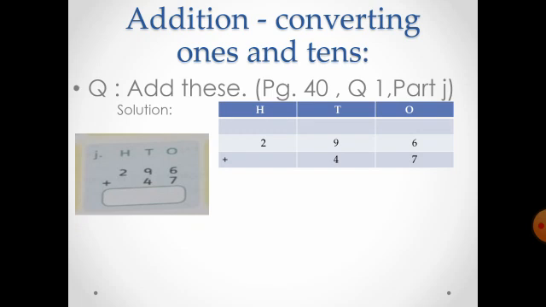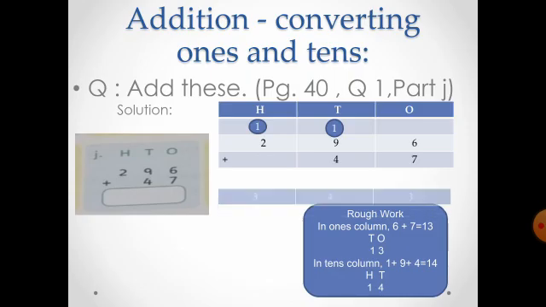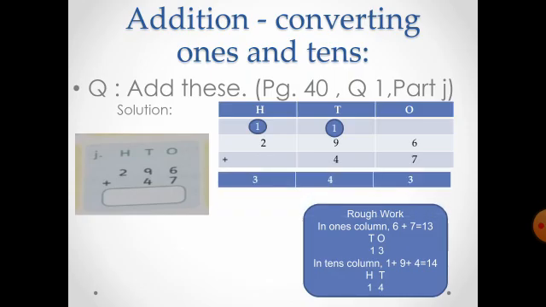In the ones column, 6 plus 7 is written. We will add 6 plus 7 and we will get 13. 13 is a double digit number. 3 will be written in the ones column and 1 will be going as the carry.